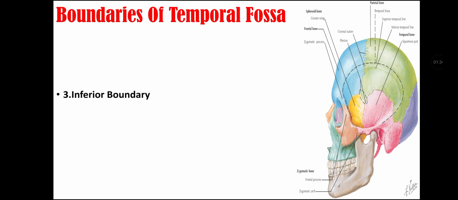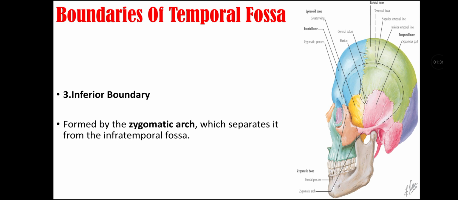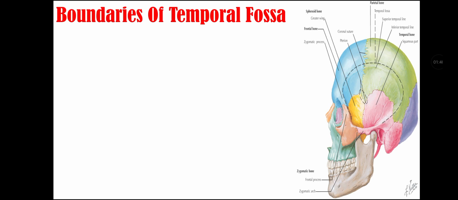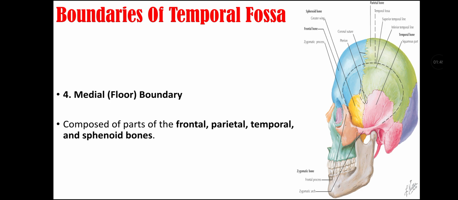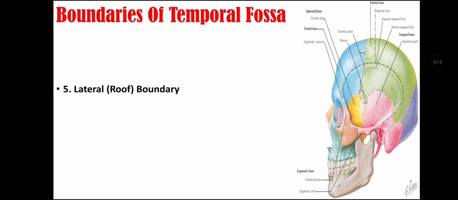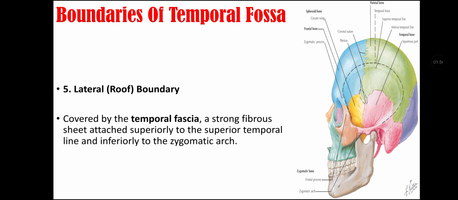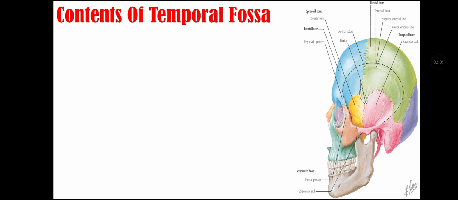Then we have its inferior boundary, that is formed by zygomatic arch which separates it from the infratemporal fossa. Then we have its medial boundary, that is also called as floor. It is composed of parts of frontal bone, parietal bone, temporal bone, and sphenoid bone. Then we have its lateral boundary or roof of temporal fossa, that is covered by temporal fascia. That is a strong fibrous sheet attached superiorly to the superior temporal line and inferiorly to the zygomatic arch.